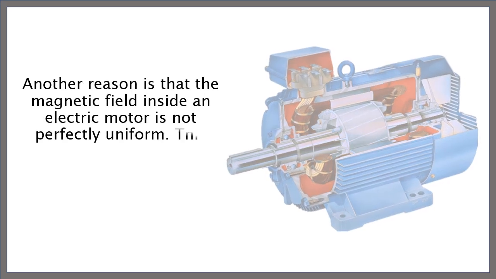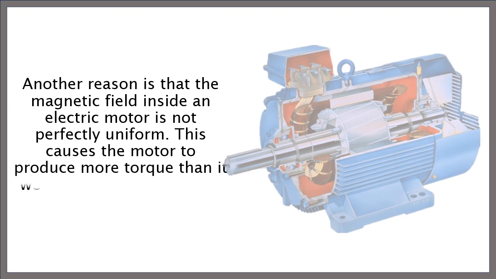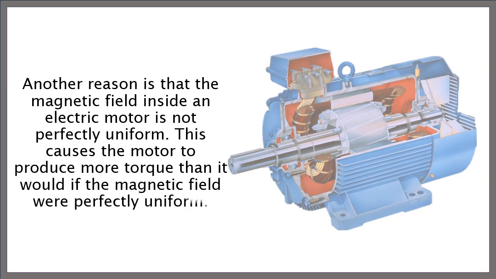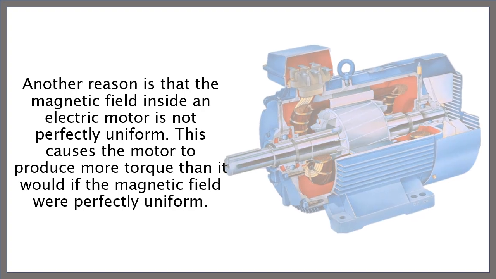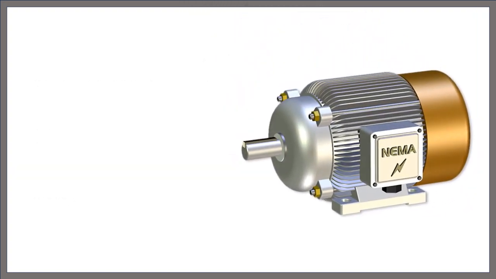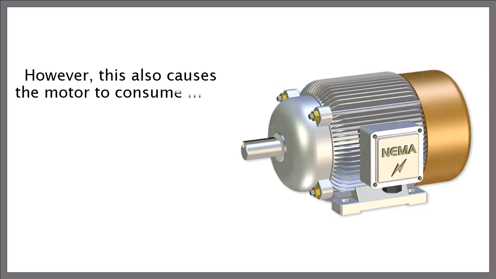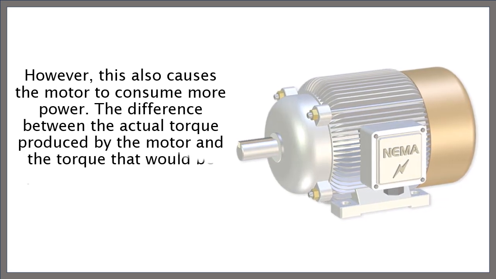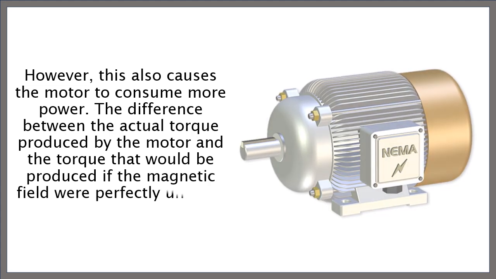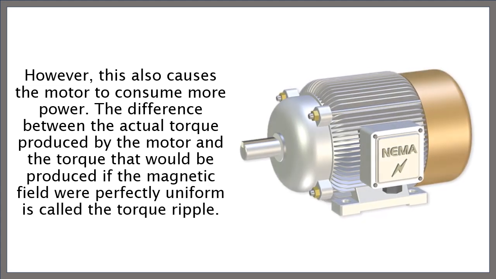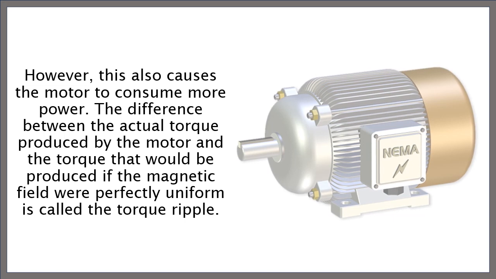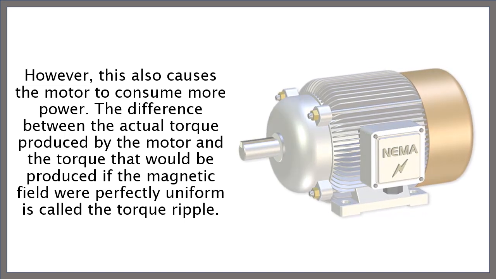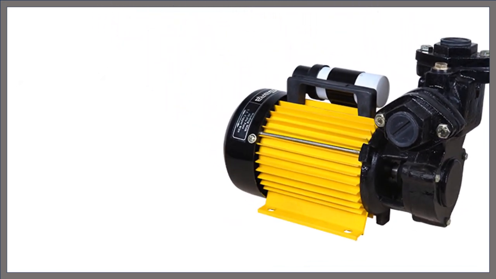Another reason is that the magnetic field inside an electric motor is not perfectly uniform. This causes the motor to produce more torque than it would if the magnetic field were perfectly uniform. However, this also causes the motor to consume more power. The difference between the actual torque produced by the motor and the torque that would be produced if the magnetic field were perfectly uniform is called the torque ripple. Torque ripple is minimized when the motor is running at its rated load.